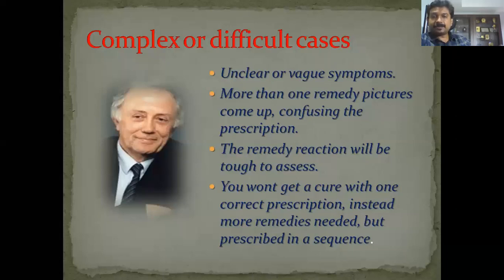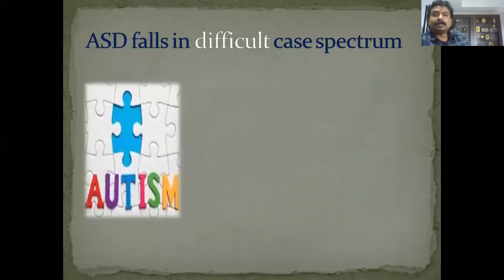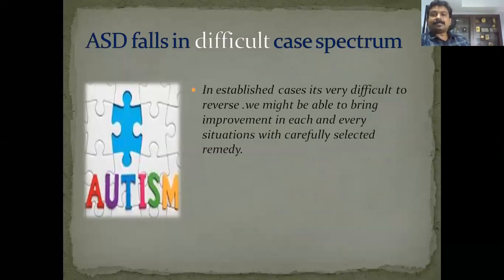To identify the first remedy, then the second remedy, the third remedy, the fourth remedy in the correct sequence and prescribe them is the most difficult ask in homeopathy. There actually homeopathy becomes tough, and there lies the problem in becoming successful also. So ASD, the autism spectrum, falls in the difficult case spectrum. So in established cases, it is very difficult to reverse. So first we all should understand how far we could be able to reverse the situations. In my experience, I haven't seen any established case reversed completely.